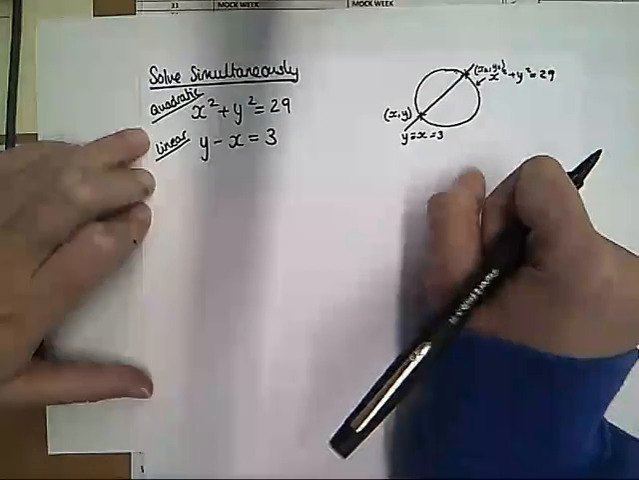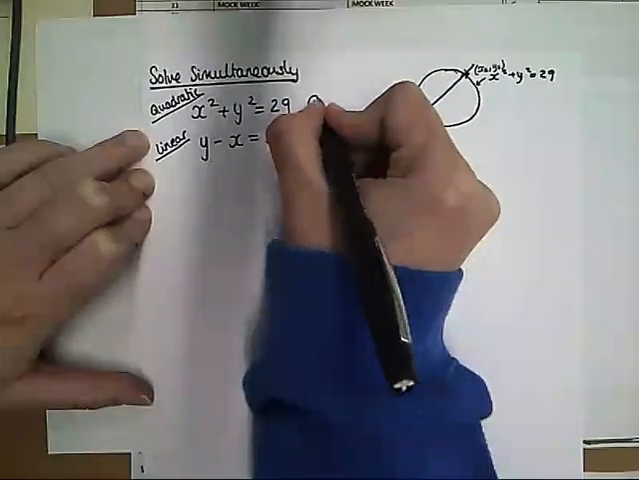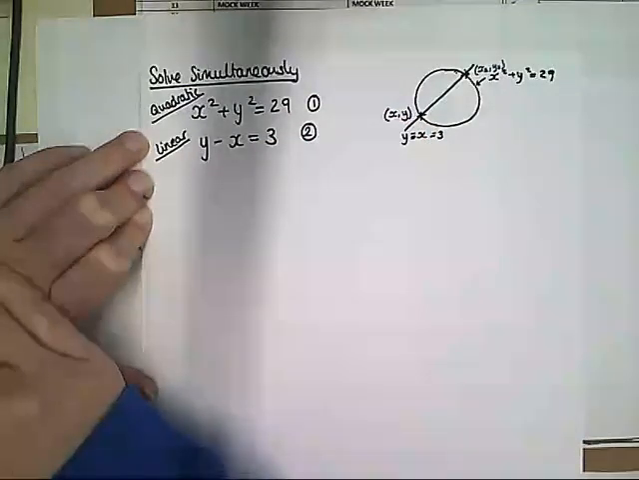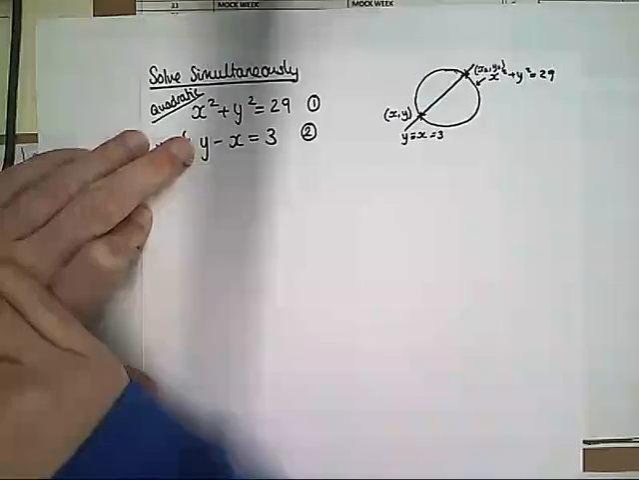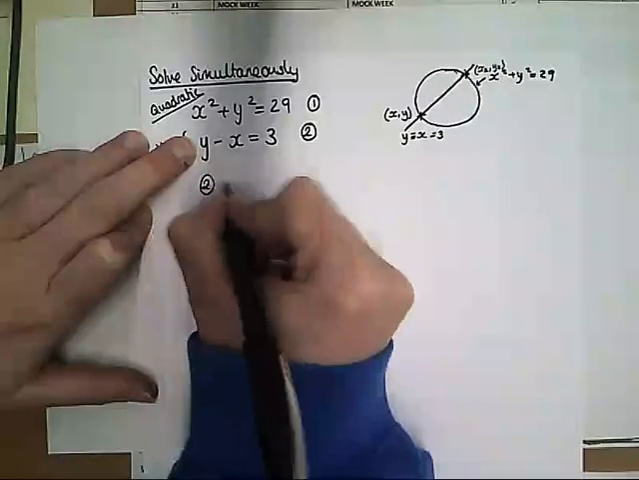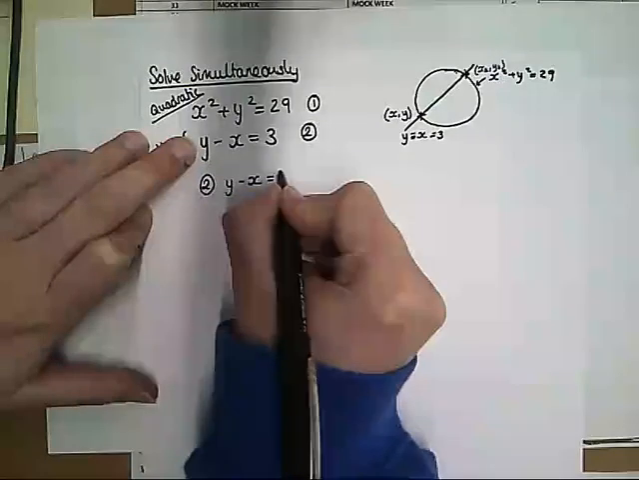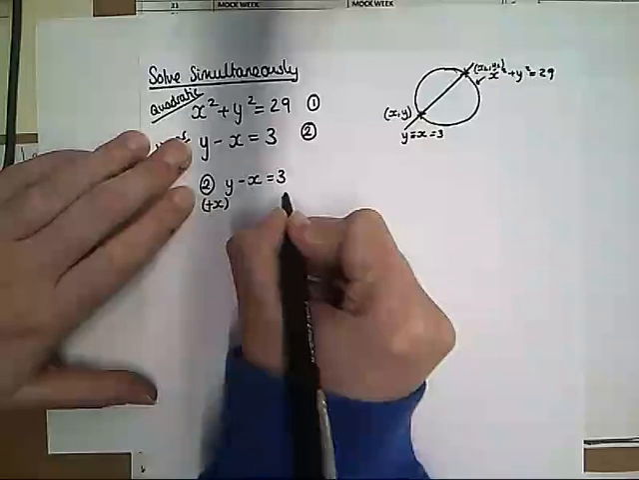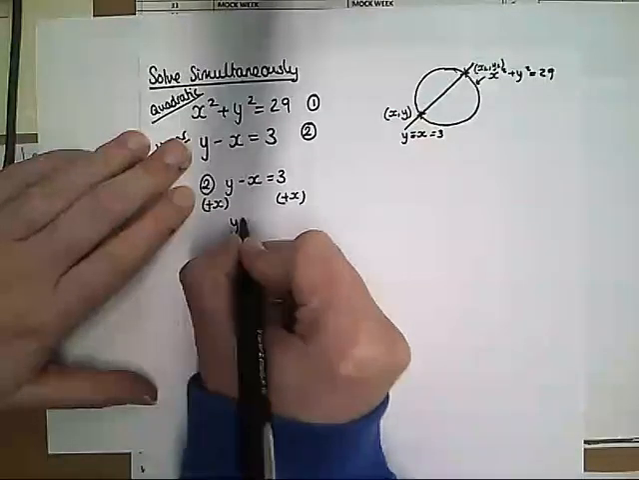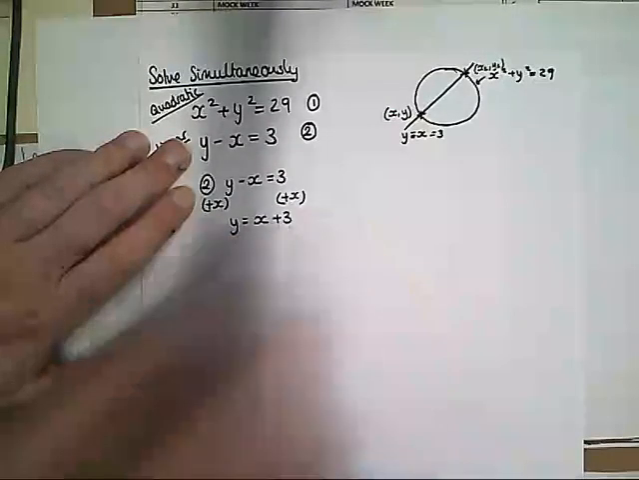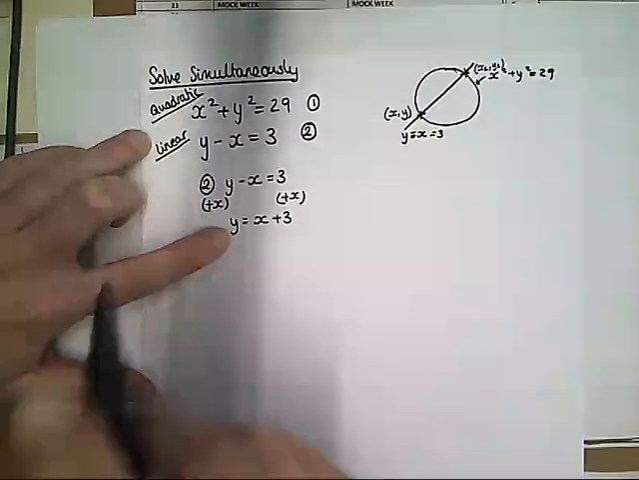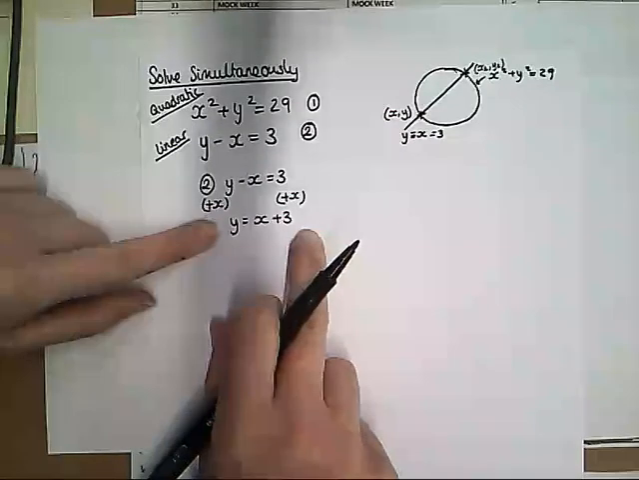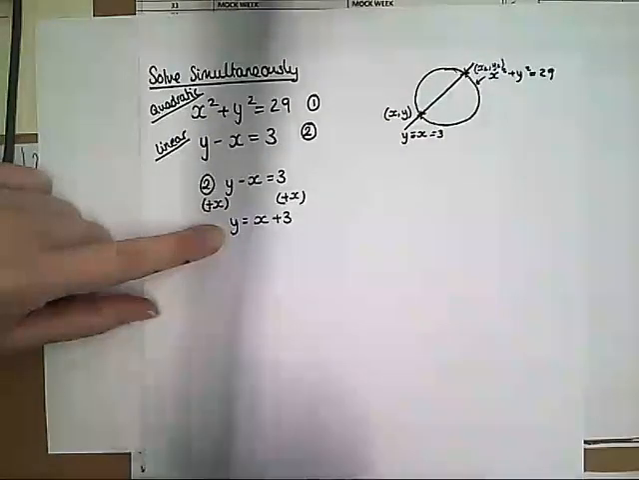So what we are going to do is take our equations and label them 1 and 2. You are then going to take normally the linear one and make it so that it's either x equals or y equals. The easiest way to do that in this one is to add x to both sides so that you've got y equals x plus 3. Now that is in the form y equals, which makes the next bit easier. So that is our equation 2.